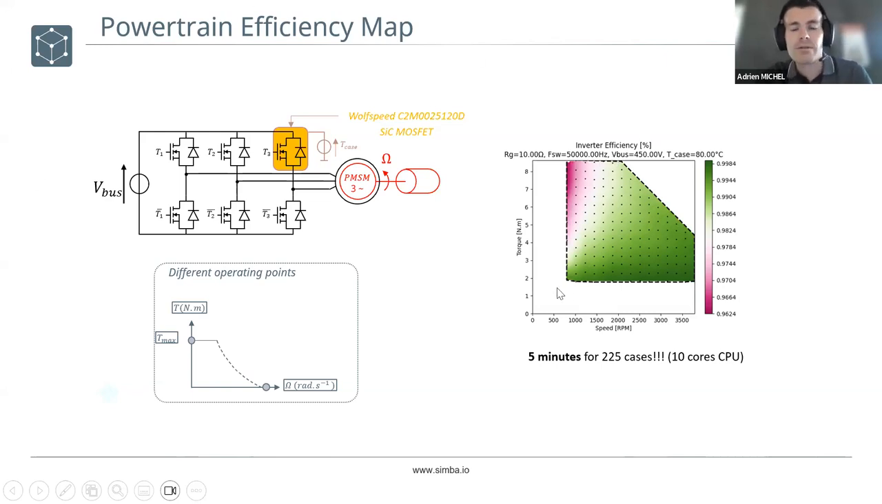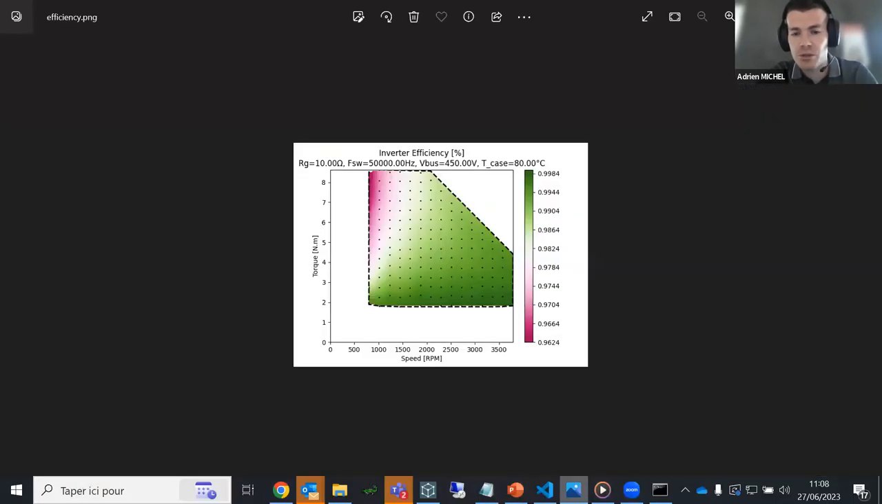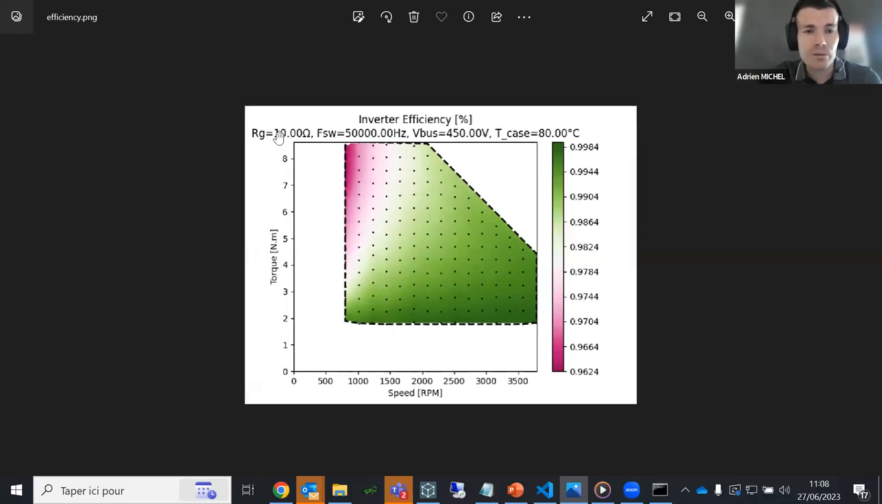If you run the script, which is around 200 lines, at the end it will create a PNG picture for you. This efficiency.png picture will be created automatically, thanks to the Python ISIM.SIMBA library. And of course, we have defined some parameters: the gate resistance, switching frequency, bus voltage, and case temperature. Of course, we can change those values and the efficiency will change.